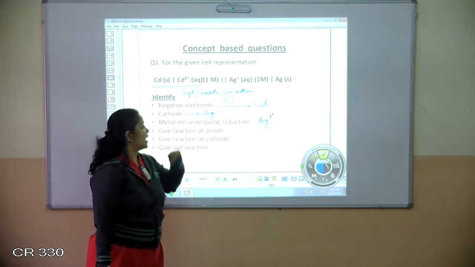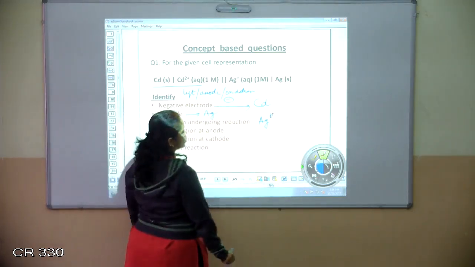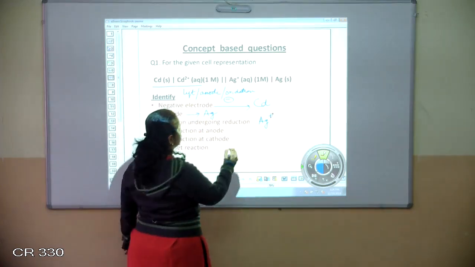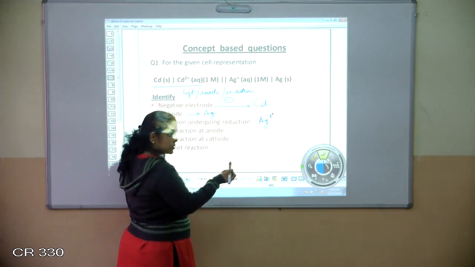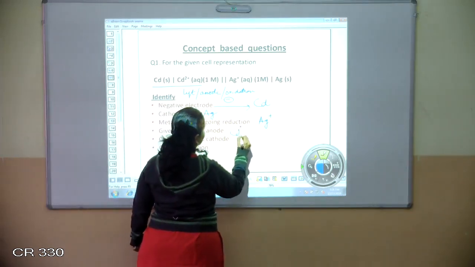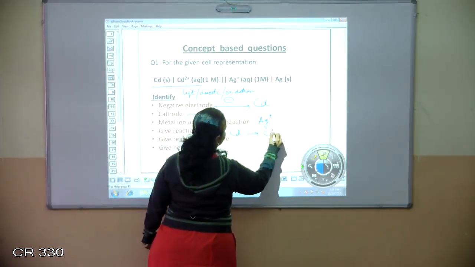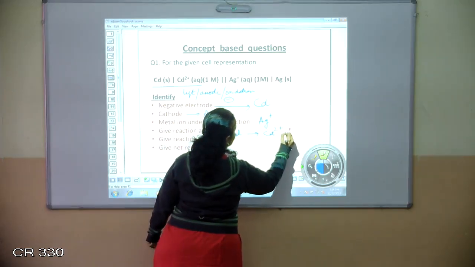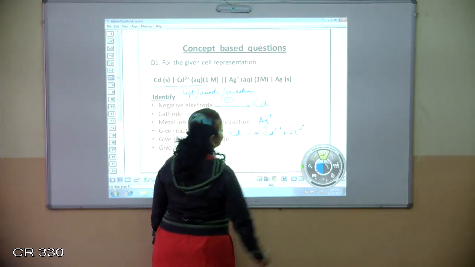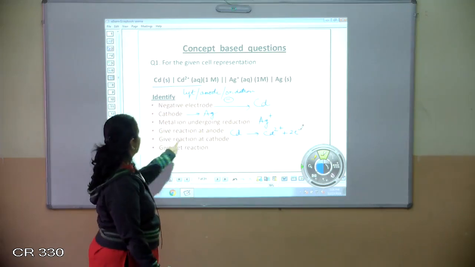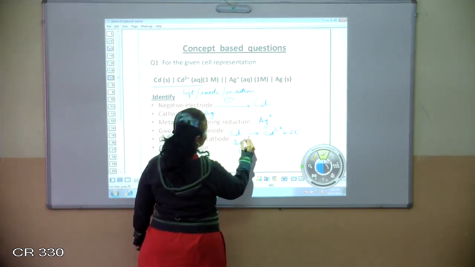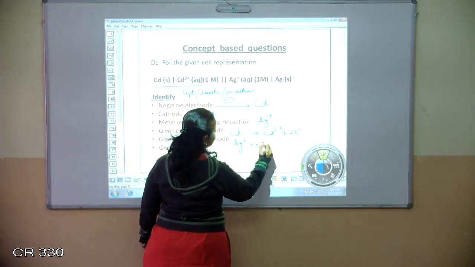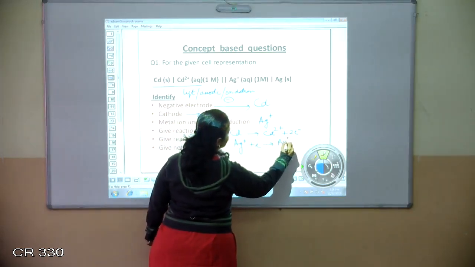Give the reaction at the anode. If I talk about the reaction at the anode you had cadmium. So in this case, since it's oxidation, your cadmium would transform into cadmium ions plus 2 electrons, the loss of electrons, that's oxidation. At the cathode, you have silver ions undergoing reduction, that is gain of electrons, to become silver.